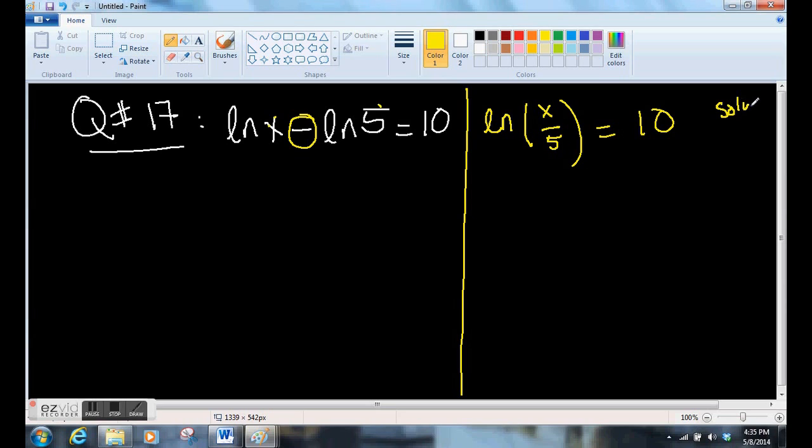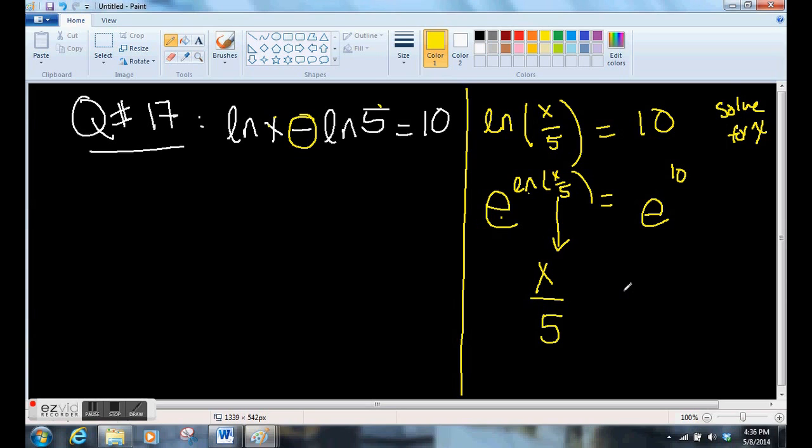And again, I'm trying to solve for x. This is the problem. What is x? Because of this natural log, to get x by itself, we do this trick: raise to the e. So we have e to the natural log of x divided by 5 equals e to the 10. Why would we do that? Because e raised to the natural log of something is just the thing. So this whole side turns into x divided by 5. Now we have x divided by 5 equals e to the 10.